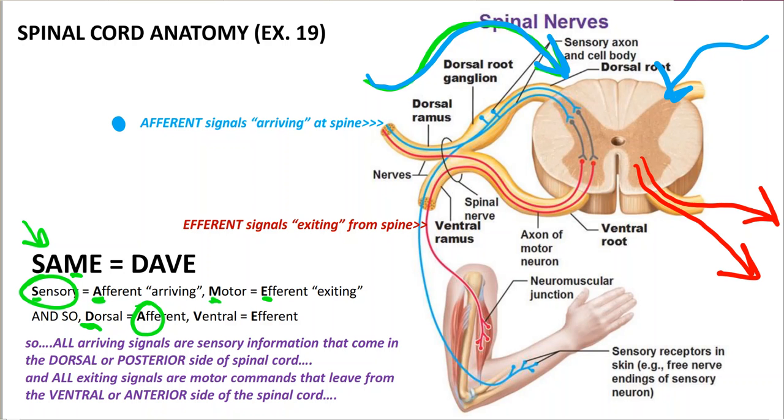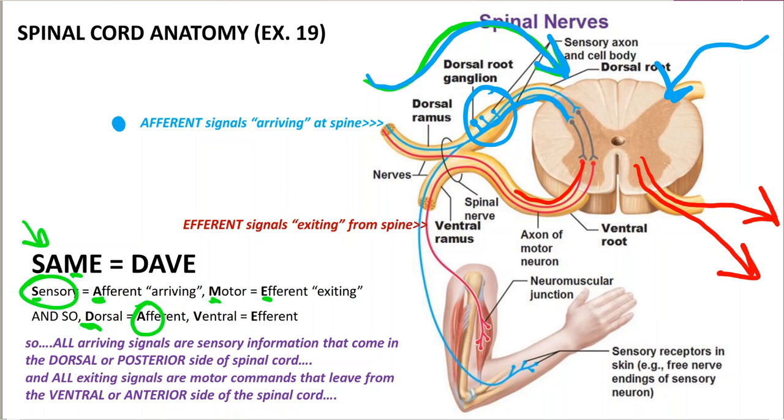So all arriving signals, everything that goes through your dorsal root ganglion, is going to be an arriving sensory bit of information. That's why we have a ganglion there, because it's a sensory nerve. This little guy right here, remember the cell bodies, the little lollipop where the cell body lives, and then it goes down to an axon, and the axons are below? Sensory. Then everything that exits from the front is a motor command. So those are going to be motor fibers in the front.